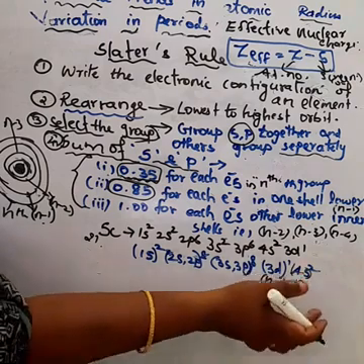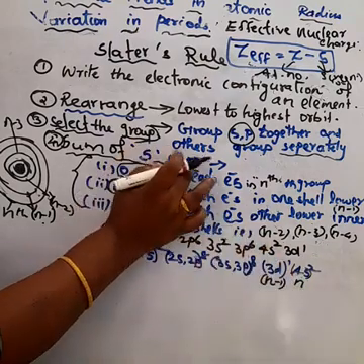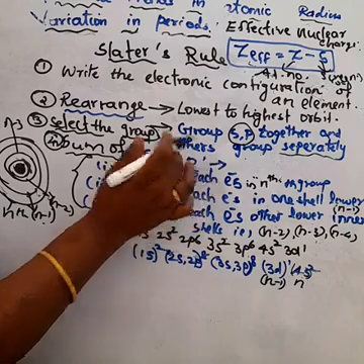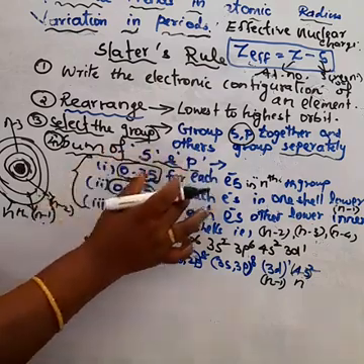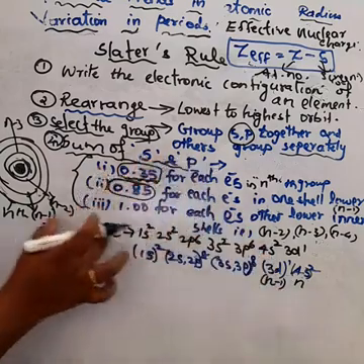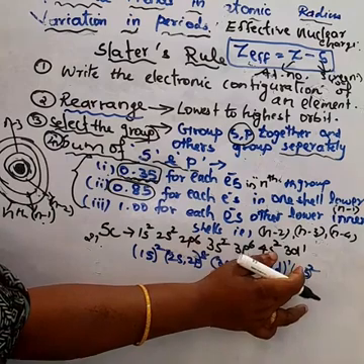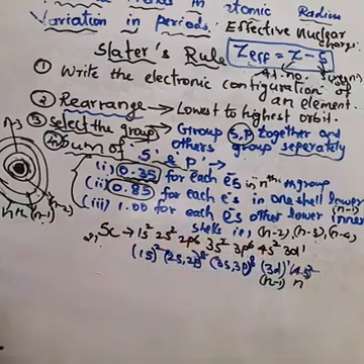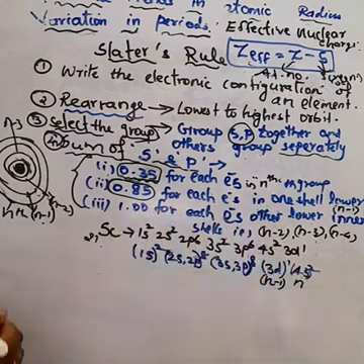What is the value for the nth orbit for the s and p orbital? Only when we are calculating for s and p orbitals, these values are given: 0.35 for each electron in the nth group. So for the nth group, I am taking the 4s orbital.